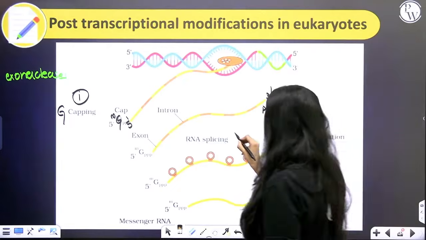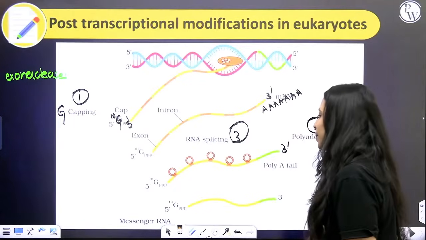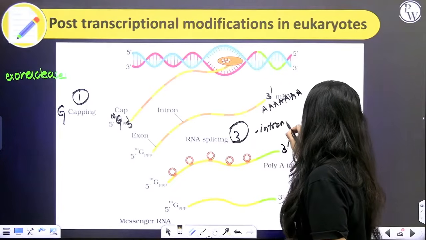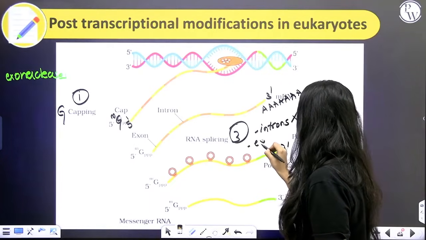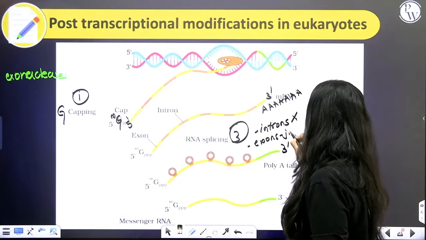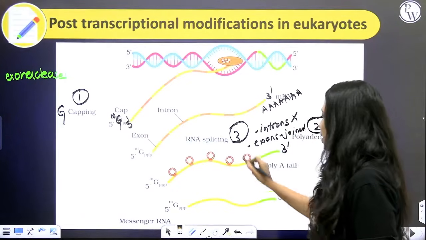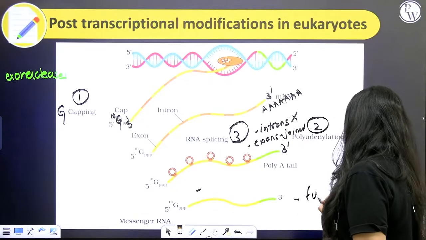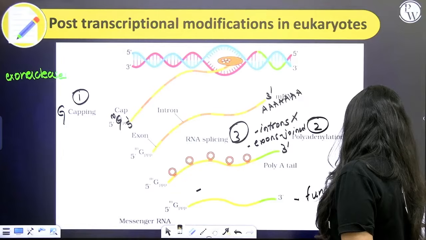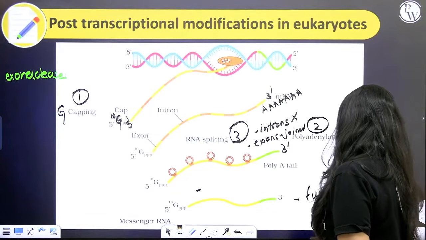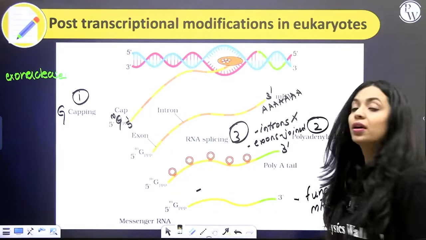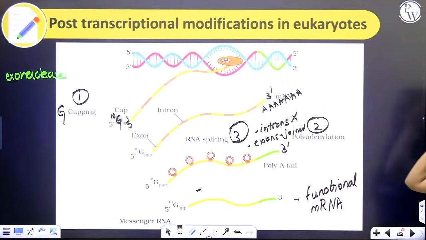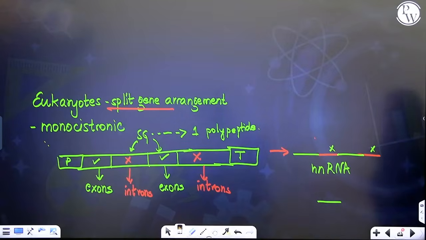The third step is splicing. In splicing, basically the introns get removed and the exons are joined together. As a result, whatever you get is the functional mRNA. This is what will go to the ribosome to get translated. Okay, so these are some post-transcriptional modifications that take place in eukaryotes.